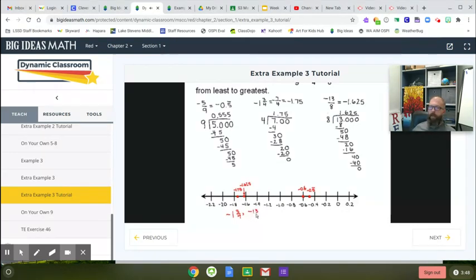Don't forget to put them back as the original form, which was our decimal. That's tricky. And then now we have negative 0.5 repeating, which was negative 5/9. So our rational numbers from least to greatest are negative 1 and 3/4, negative 13/8, negative 6 tenths, and negative 5/9.